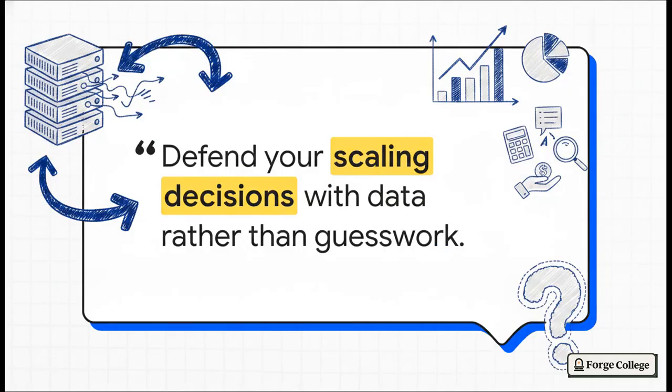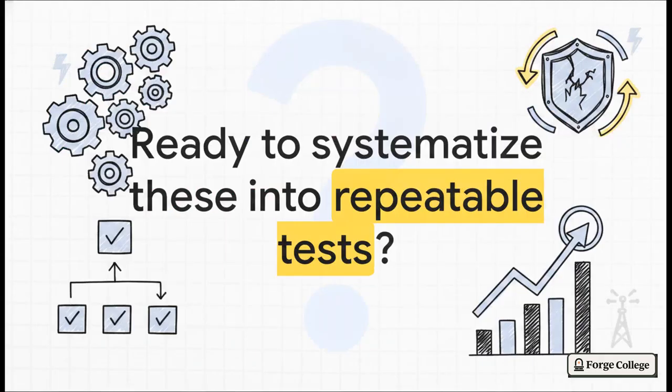I want to leave you with this absolute golden rule. Defend your scaling decisions with data rather than guesswork. Look, it is very easy to just guess how many connections a server can handle, but doing the math, running the simulation, and observing the hard metrics is how you move from being a hopeful developer to a master architect. These empirical mappings are everything. Well, we've successfully survived the nightclub stampede today.